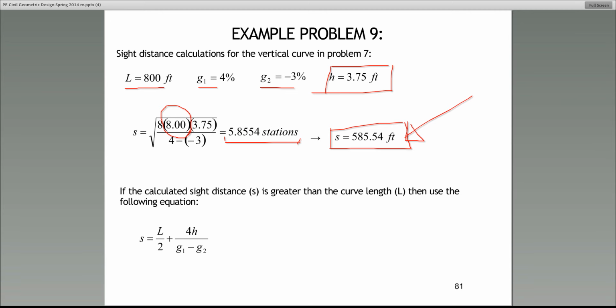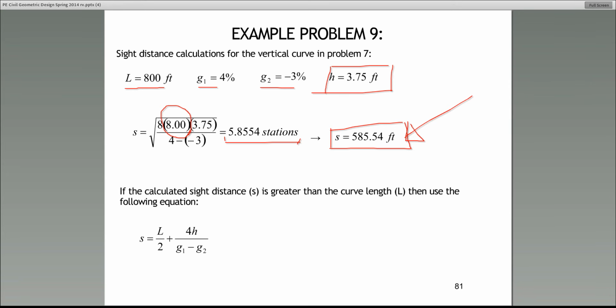Now, what if you calculated this S and this value came out to be higher than the design length of the curve? Well, if that's the case, then that vertical curve is not safe, and then what you need to do is to go back and increase the length of the curve to make it safe.